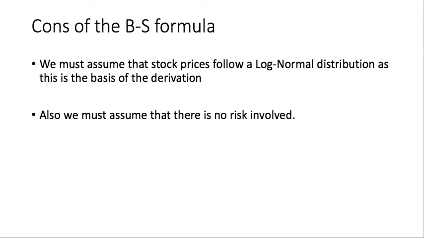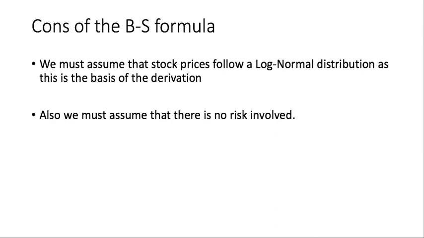And so there are some cons to the Black-Scholes formula. Black-Scholes assumes that there's no risk, but people inherently stay away from risk, and there's always that slight risk involved. And the big thing is that we're assuming that stock prices follow a log normal distribution. And as you saw, that assumption is the reason why we formulated the Black-Scholes formula.